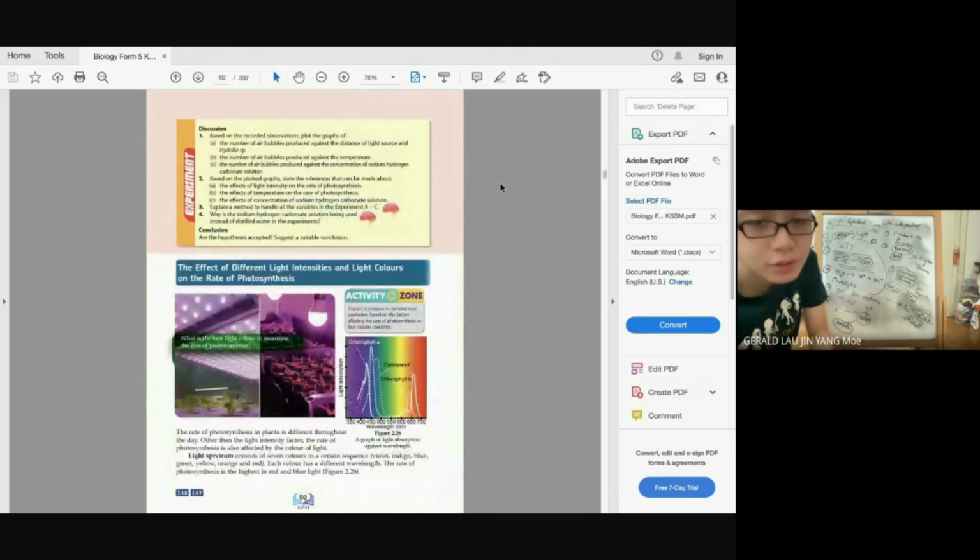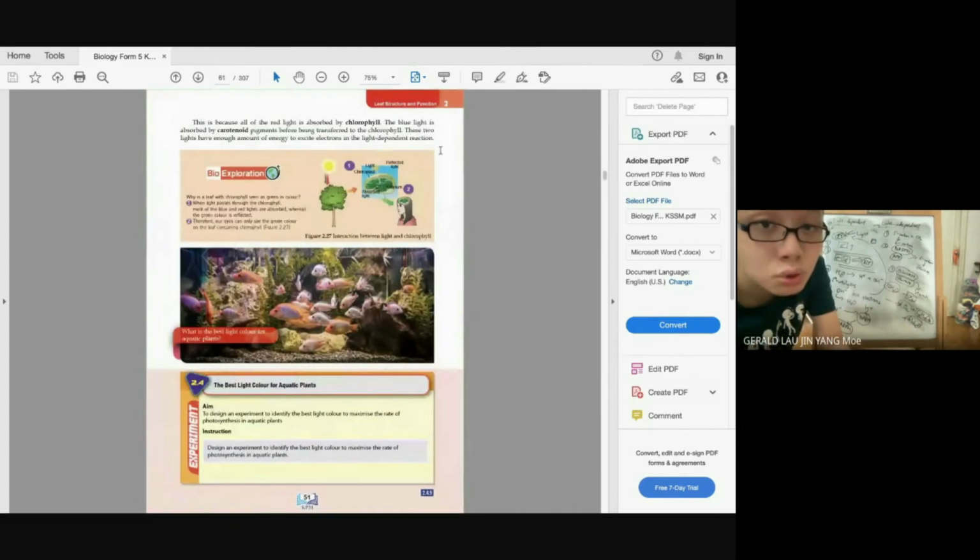So this is the effect of different light. You can read yourself, not too important. This is also why we can see green color, because all the red light is absorbed by chlorophyll. Blue light is absorbed by carotenoid pigment. That's why we can only see the green. Okay.